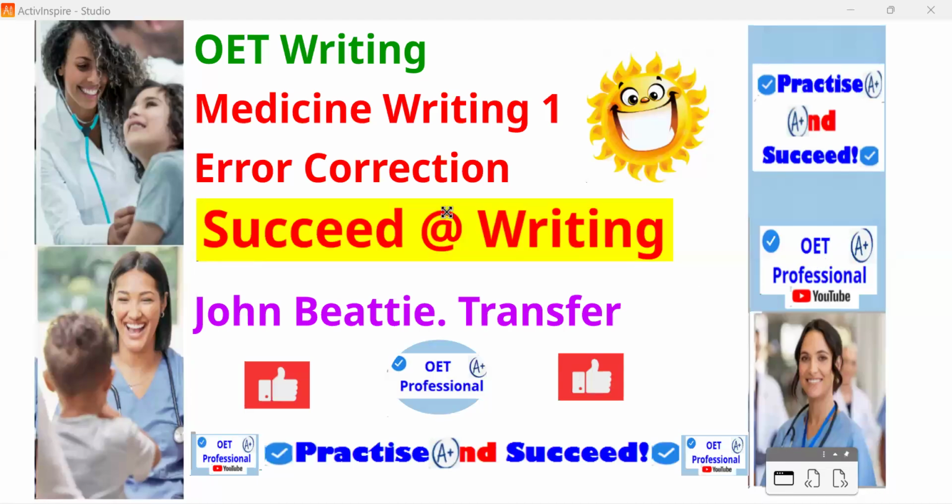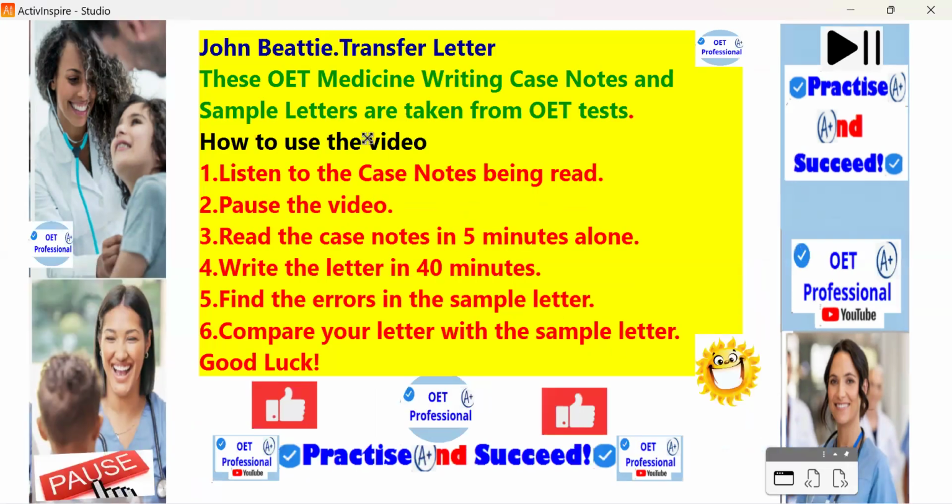OET Writing, Medicine Writing 1, Error Correction, John Beattie Transfer Letter. These OET Medicine Writing case notes and sample letters are taken from OET tests.